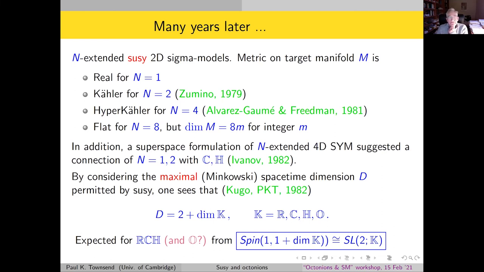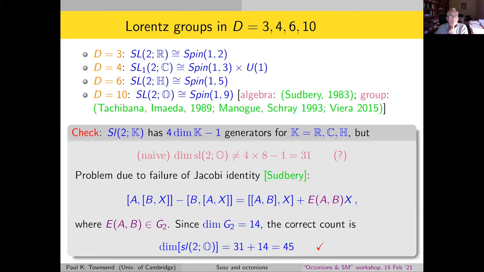Because there had been various other suggestions of other kinds of relationships with other dimensions. So that's one of the striking sequences of groups that struck us, actually looking at this table in the Japanese Encyclopedia of Mathematics. But of course, what about the D equals 10 case? Because that should somehow be related to octonions. So you would like the special linear group, if you could define it, in two by two matrices of the octonions, to be somehow equal to Spin(1,9).